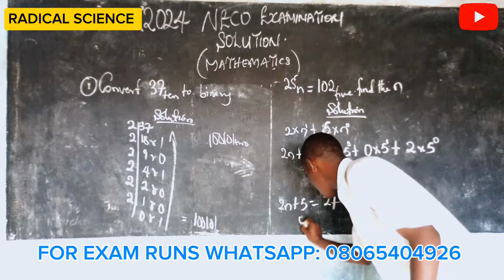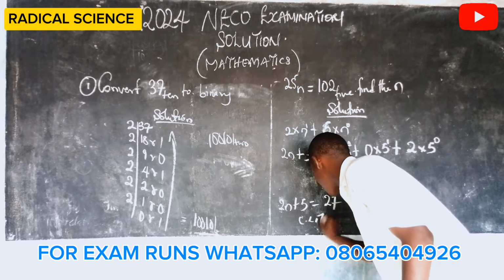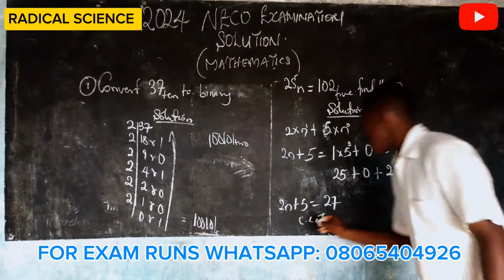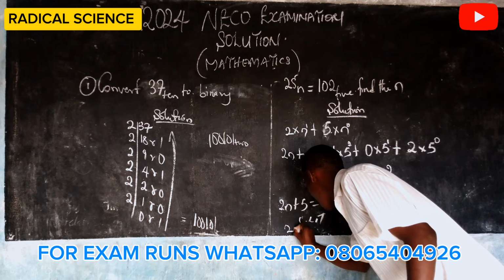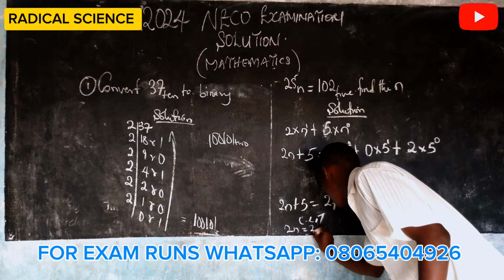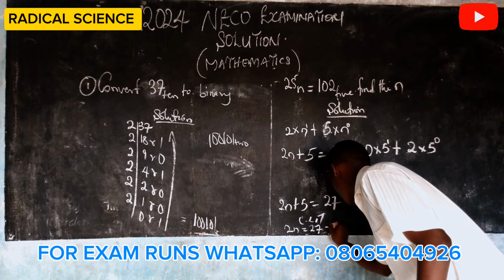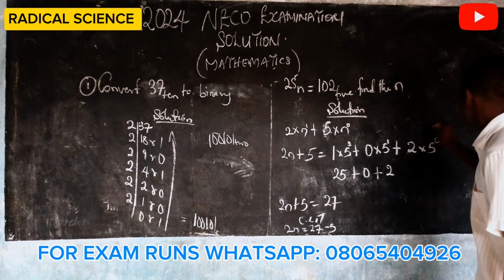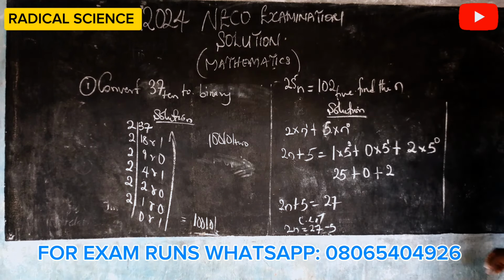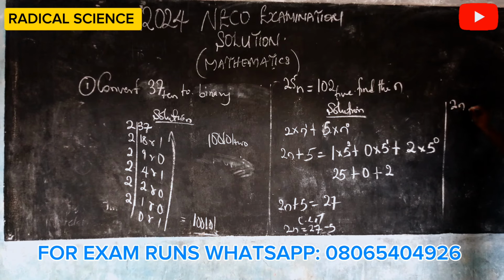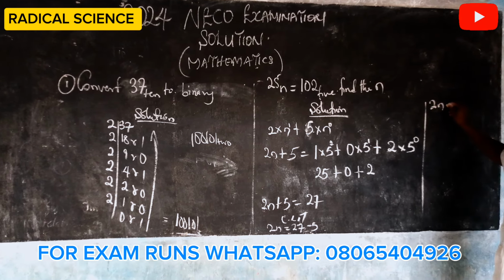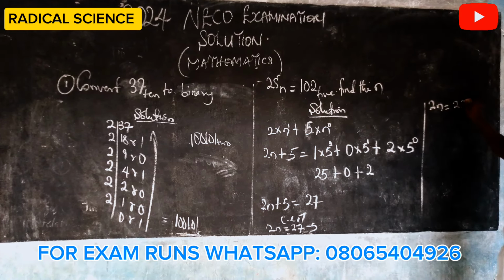What I'll do, as usual, is collect like terms. If we collect like terms, I will have 2n is equal to 27 minus 5. 27 minus 5 is 22.